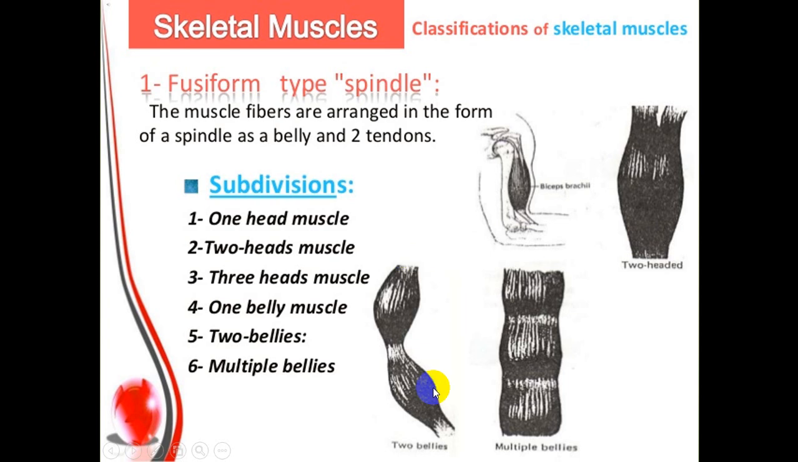The origin of the two bellies is separate, but in the middle they insert on a common tendon which hooks around some bony structure. Then the multiple-bellied muscle is the rectus abdominis, which can again be categorized in this group because of the fusiform shape of the multiple bellies.